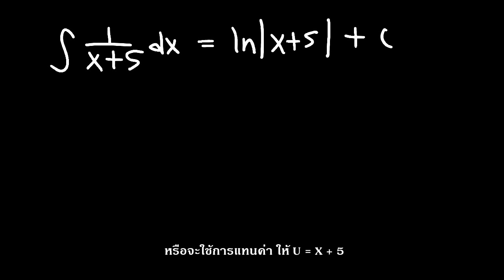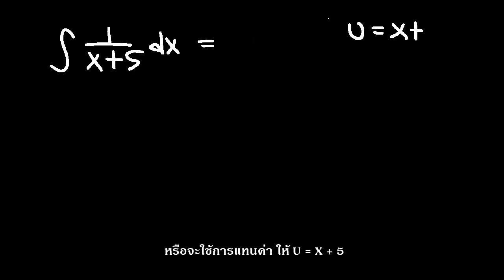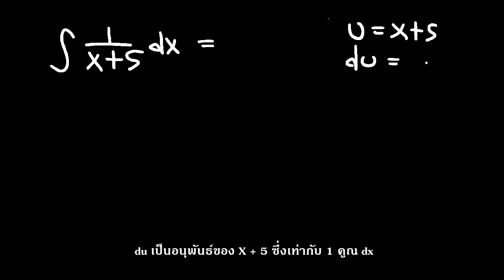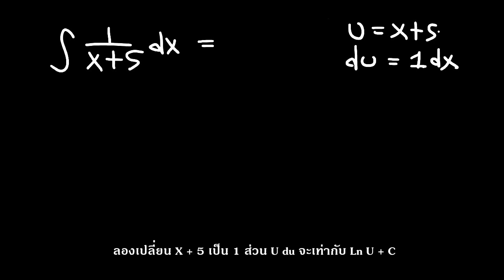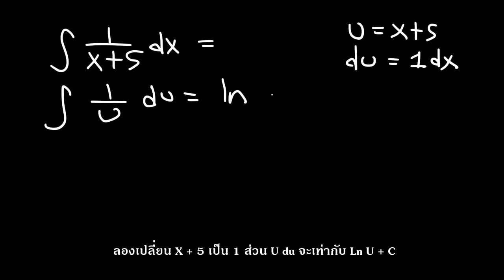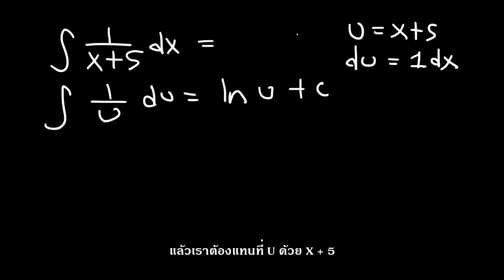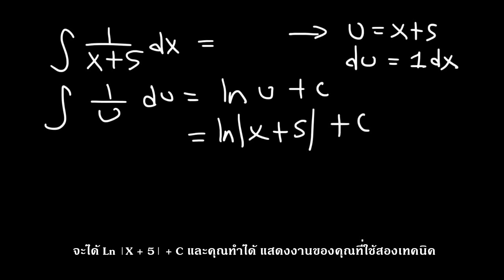Now we can get the same answer using u substitution. So if we were to make u equal to x plus 5, du is going to be the derivative of x plus 5, which is 1, times dx. So let's replace x plus 5 with u and dx with du. And so this gives us ln u plus c. And then we need to replace u with x plus 5. And so we get ln x plus 5 plus c. And so you could show your work using both techniques.